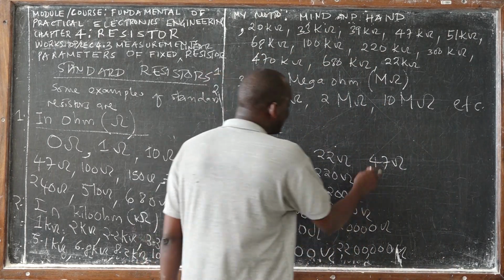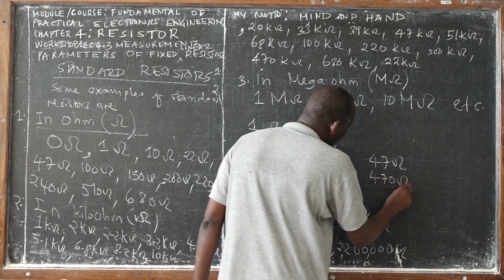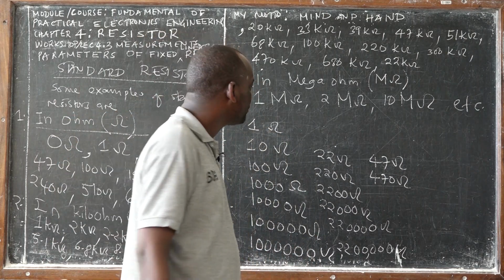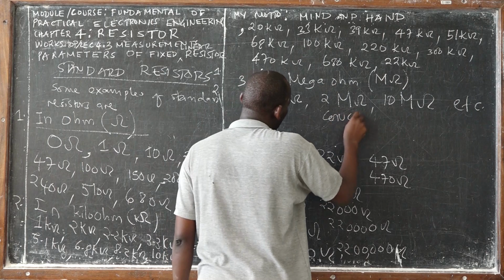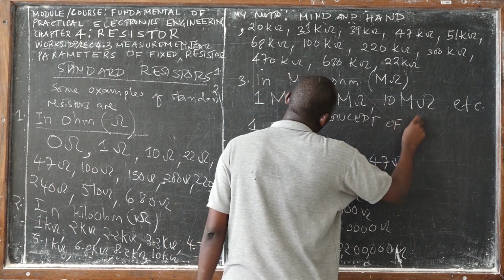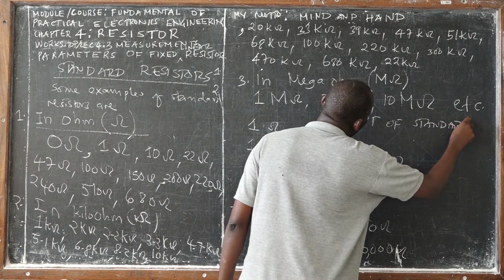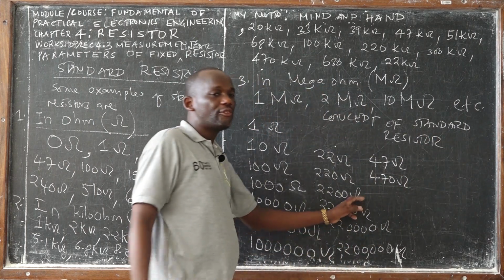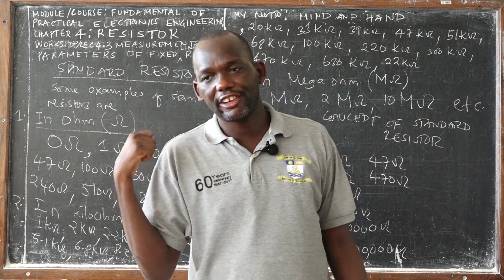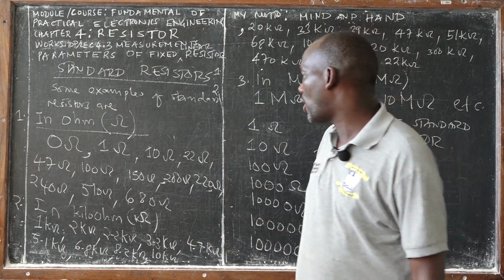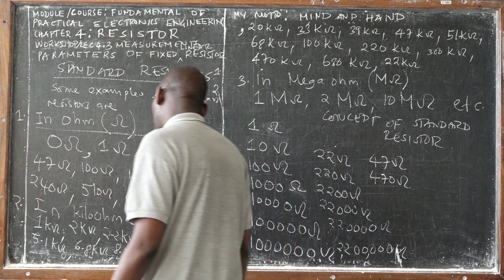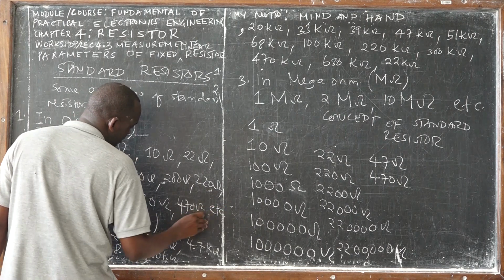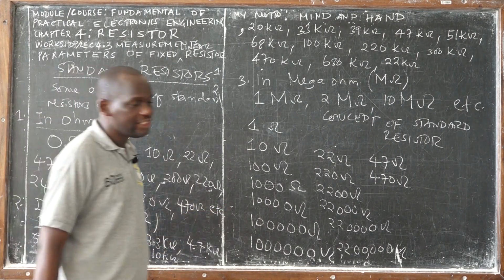Yes. I know that this is a new concept to you. So 47. The next one is what? 470 ohm, right? In the examples, do you have 470 ohm? So this is the concept of standard resistor. Class, do we have 470? No, I just skipped it. 470 ohm, but it is there. It's a standard resistor. Okay? Next is what?